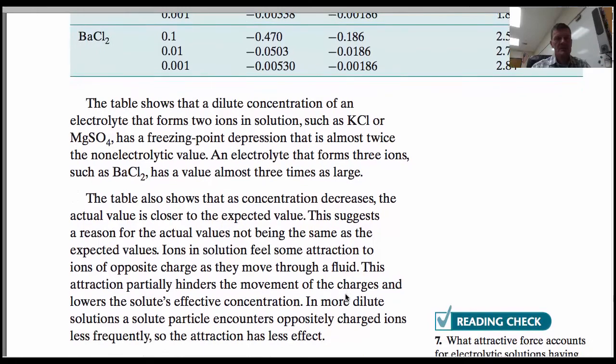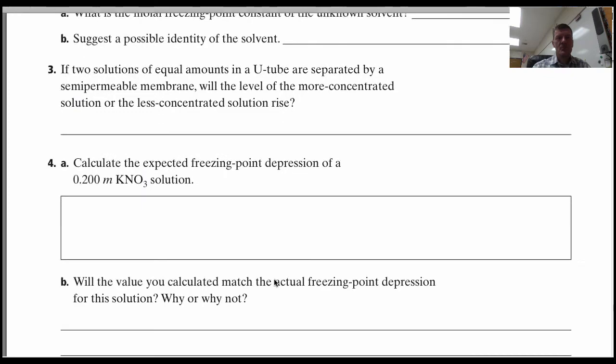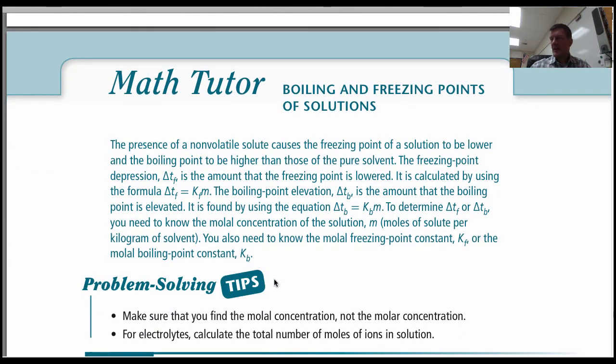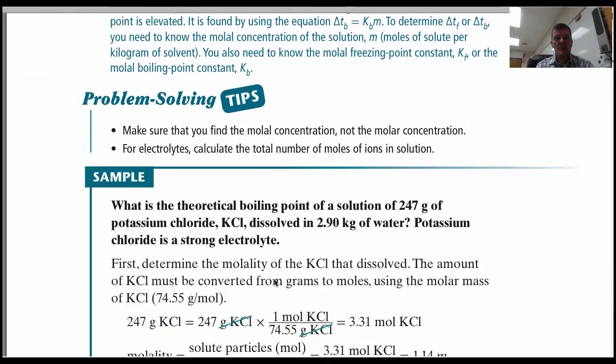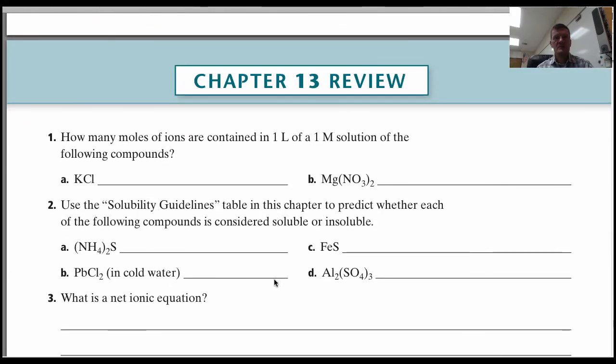Okay, these are just some other values. And that concludes 13.2, ladies and gentlemen. And that's all there is for this chapter, just those two sections. 13.1 talked about ionic compounds dissolving and creating ions and net ionic equations, and then 13.2 talked about the 3 colligative properties: boiling point, freezing point, and osmotic pressure. I will make up a video that shows the review questions to help you understand those as well. Keep up the good work.